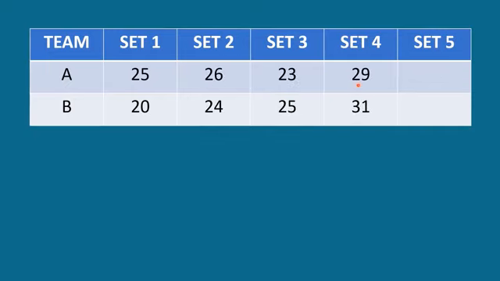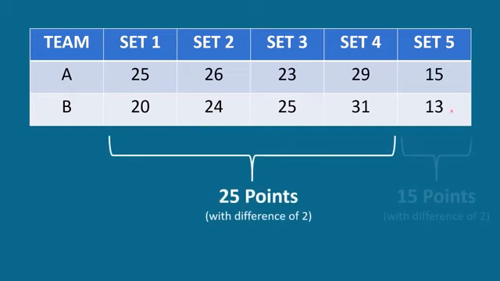The first 4 sets are whoever wins 25 points with a difference of 2. But the last set is whoever wins 15 points with a difference of 2. So out of these 5 sets, you need to win 3 sets. The first 4 sets are 25 points. The last set is just 15 points, but you need to have a difference of 2.